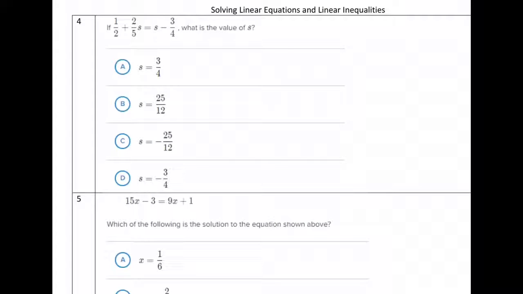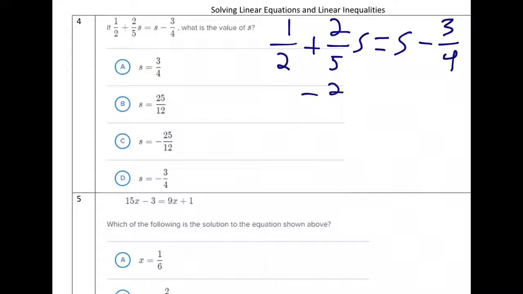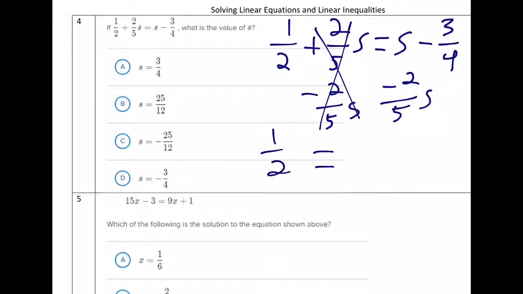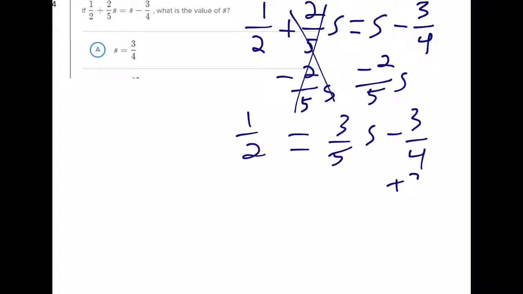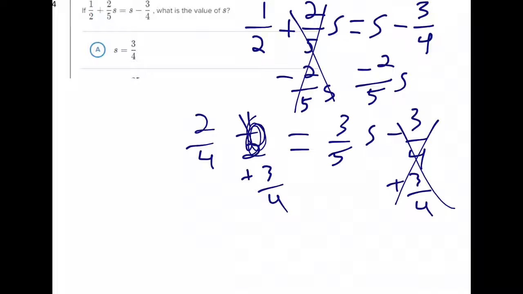Number 4. If 1/2 plus 2/5 s is equal to s minus 3/4, what is the value of s? So I can begin by subtracting 2/5 s from both sides. On the left this cancels out and I'm left with 1/2 is equal to 3/5 s minus 3/4. Next up I'm going to add 3/4 to both sides. On the right this cancels out. On the left, I can convert 1/2 into 2/4. They're the same thing. This allows me to add because I have the same denominator.